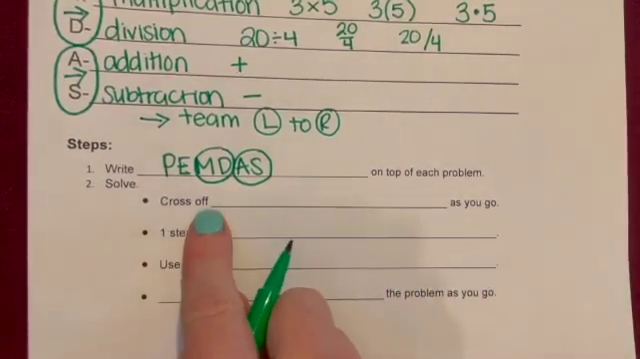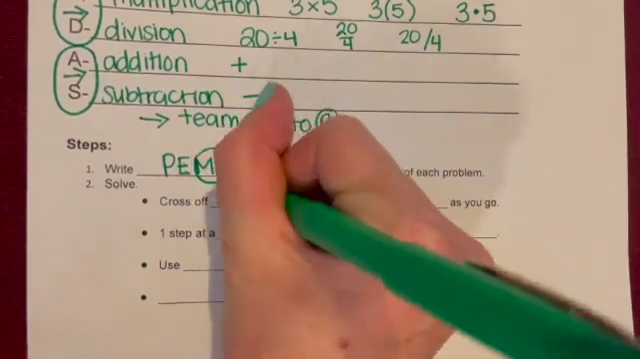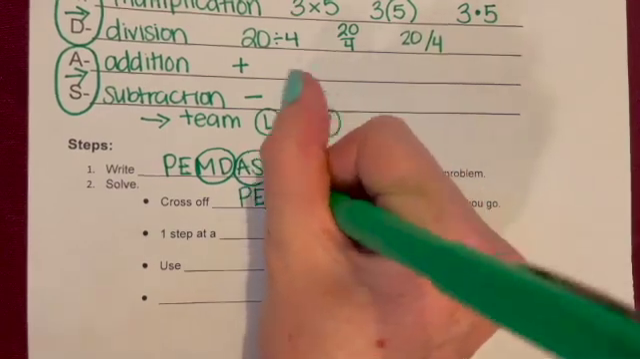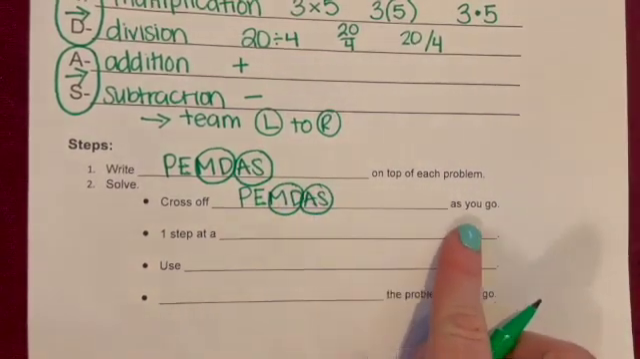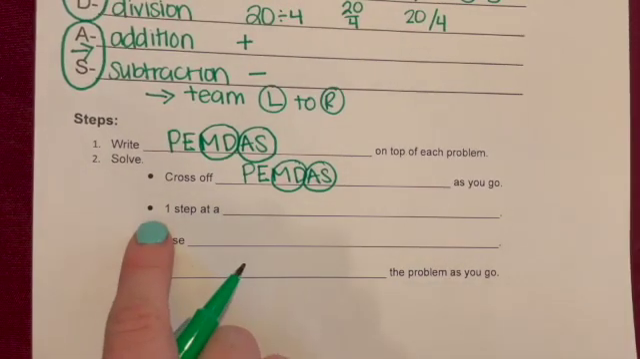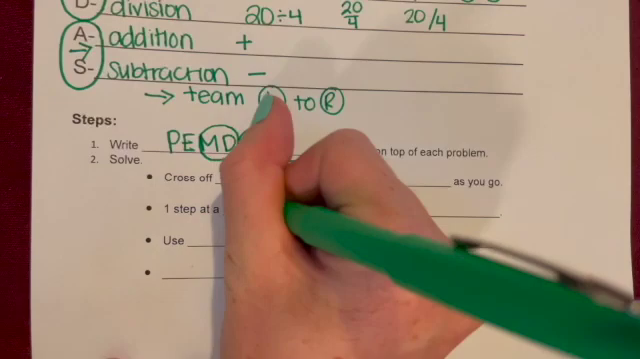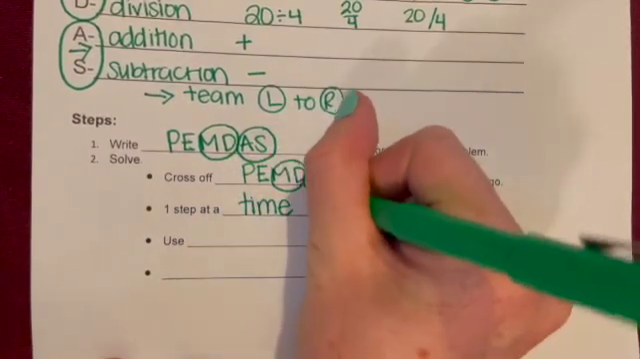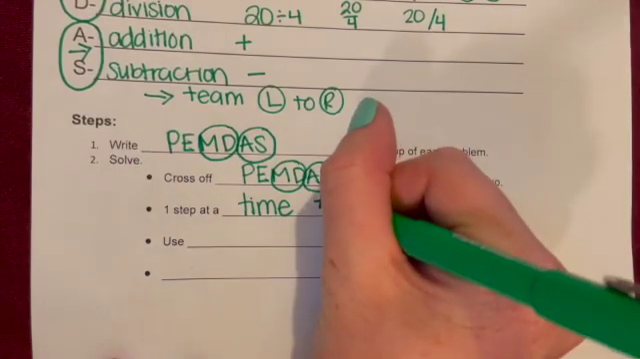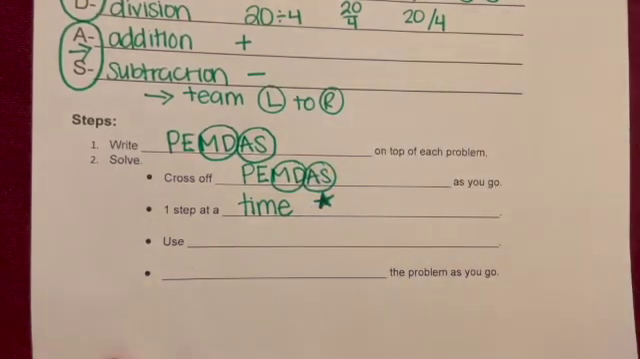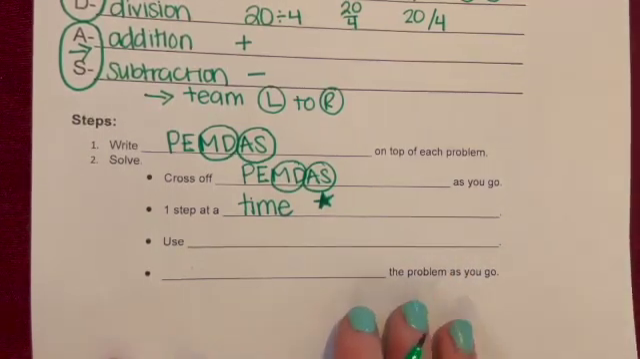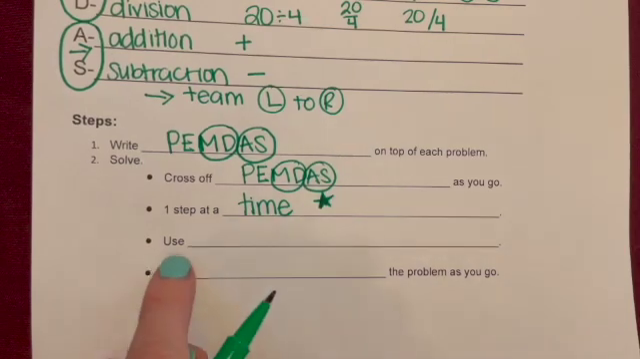Our next step is to cross off PEMDAS as we go. Again, cross off PEMDAS as you go. Next bullet point says one step at a time. This is important. Do not skip steps. If you skip steps or you try to do multiple steps at once, you may end up skipping them and end up with the wrong answer. Do one step at a time.